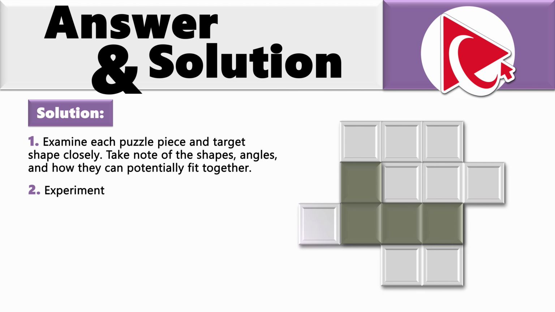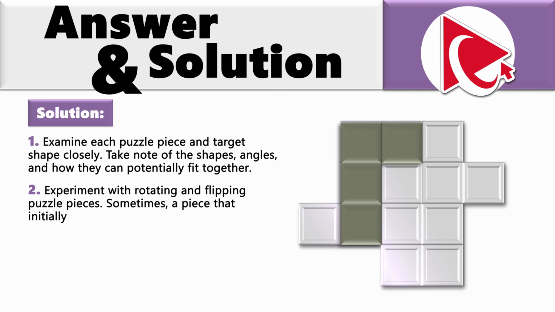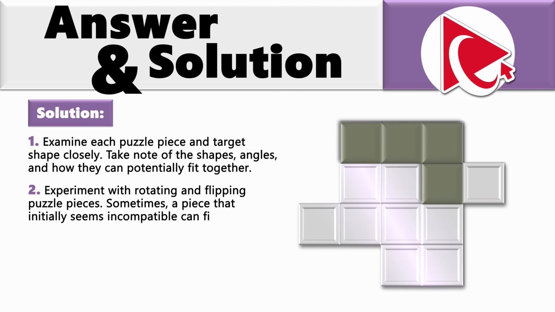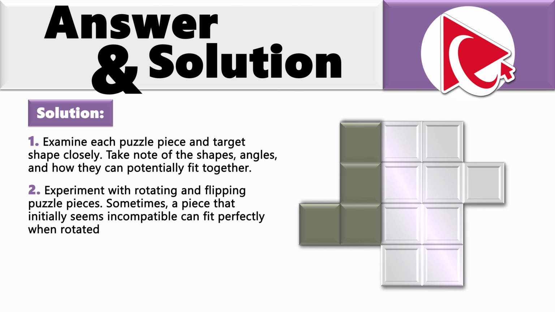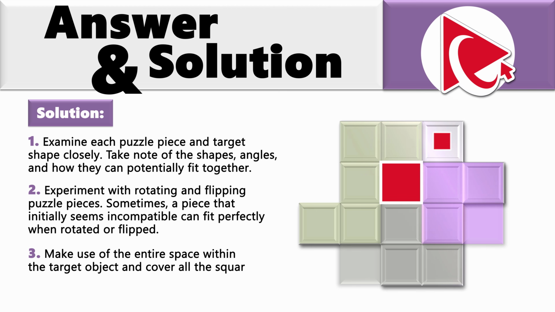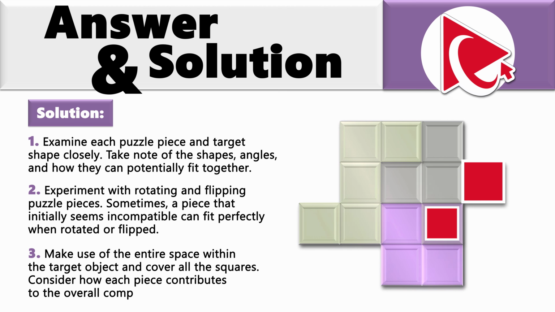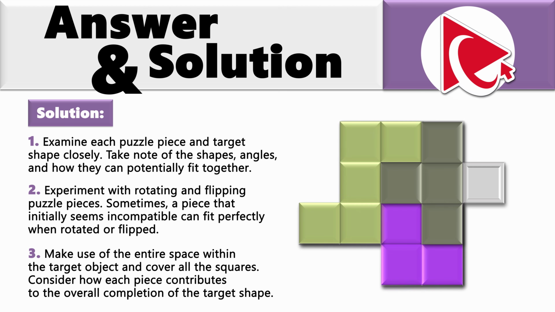In step 2, you need to experiment with rotating and flipping puzzle pieces. Sometimes, a piece that initially seemed incompatible can fit perfectly when you rotate it or when you flip it. And then in step 3, you need to make sure you use the entire space within the target object and cover all the squares. Consider how each piece contributes to the overall completion of the target shape.